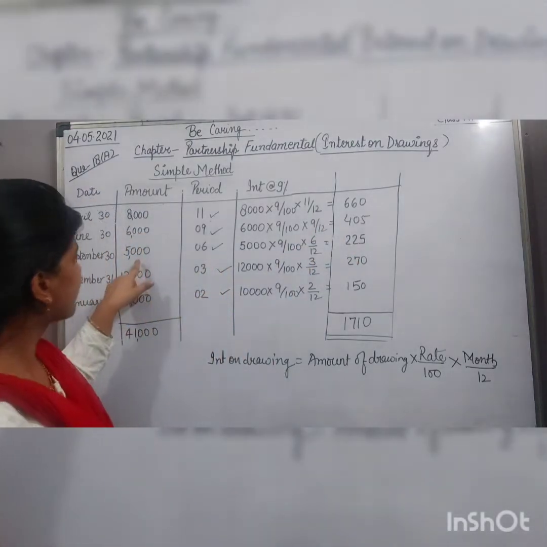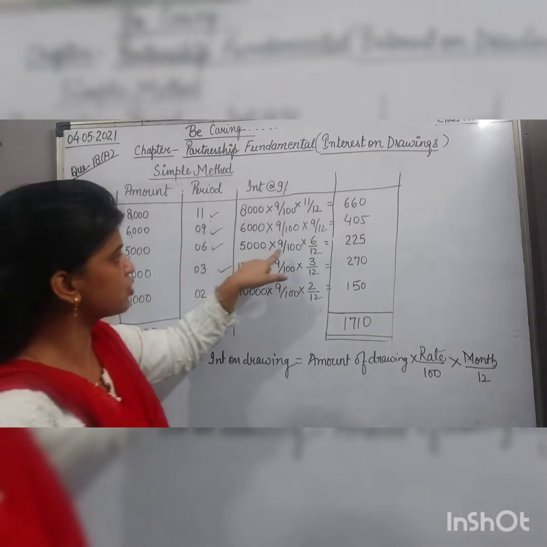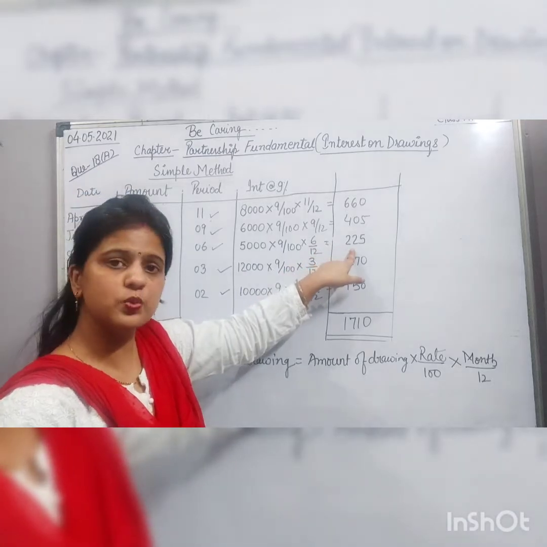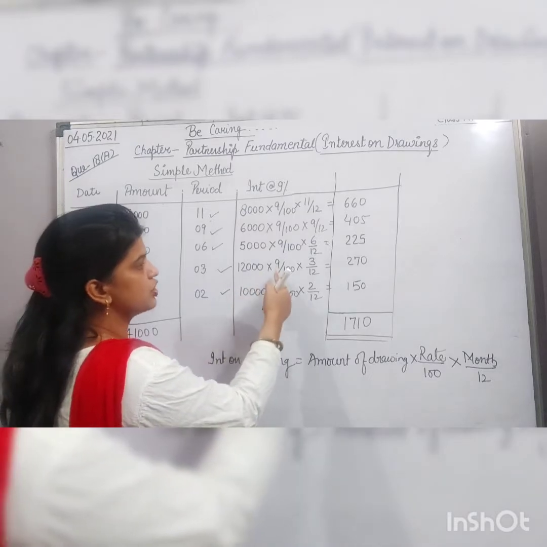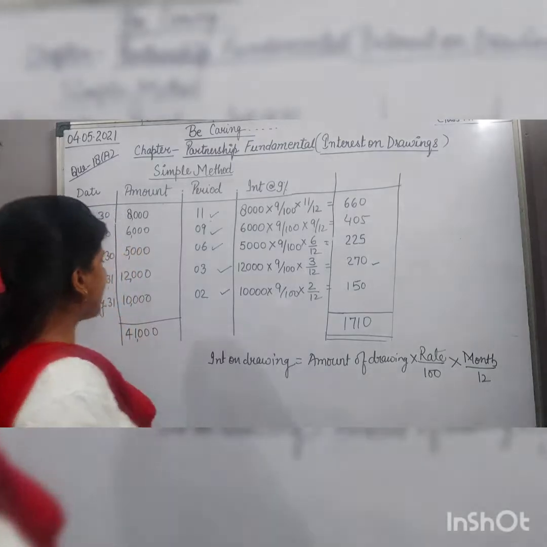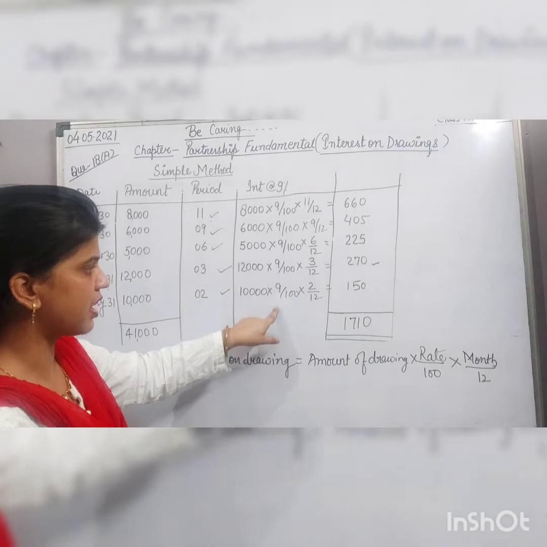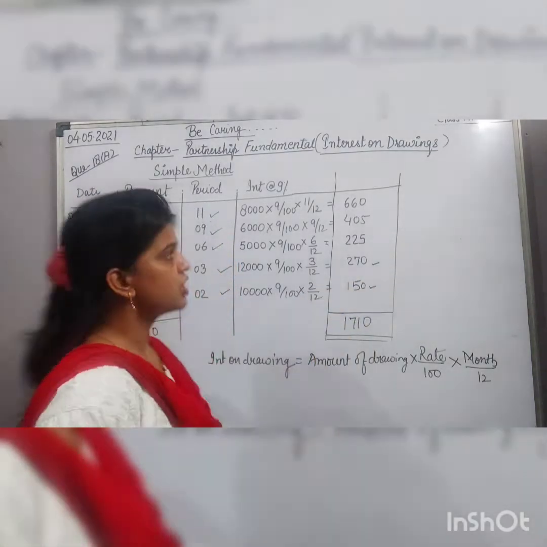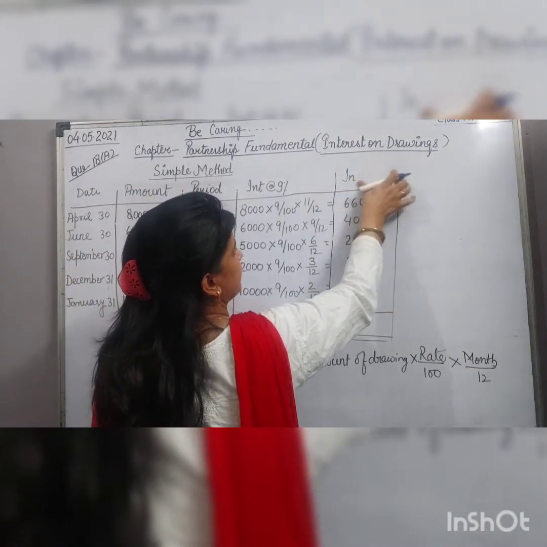Okay, same way for 5,000 also, 5,000 is for 6 months, so 5,000 into 9 by 100 into 6 by 12. Okay, and we'll get 225. Then for 12,000 it is for 3 months, so 12,000 into 9 by 100 into 3 by 12, and we'll get 270. And then for 10,000, 2 months, 10,000 into 9 by 100 into 2 by 12, and we'll get 150. Okay, so in this way we have calculated interest on drawing.